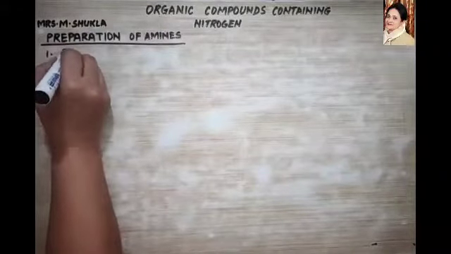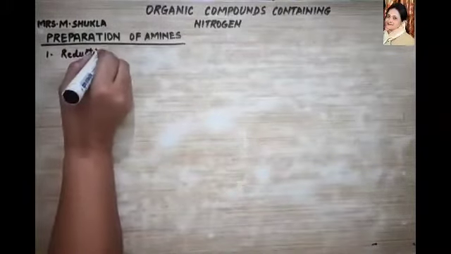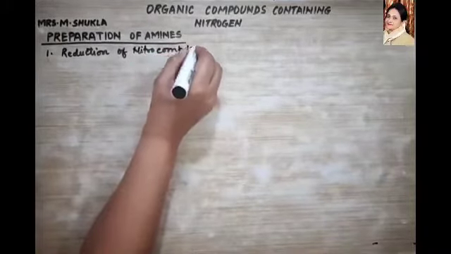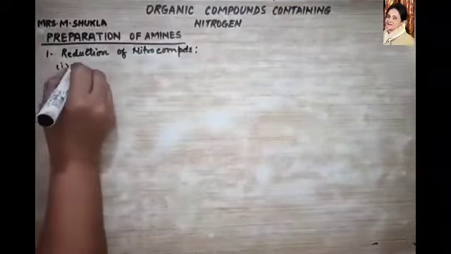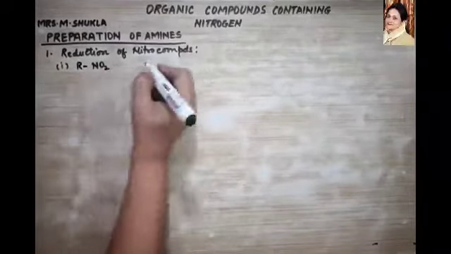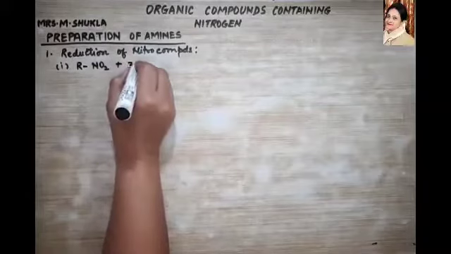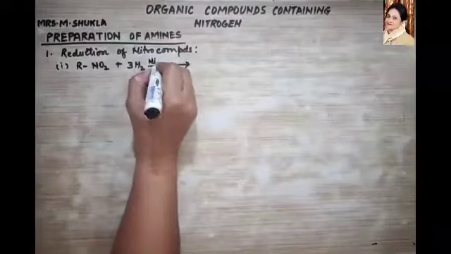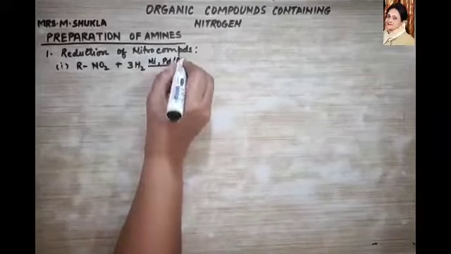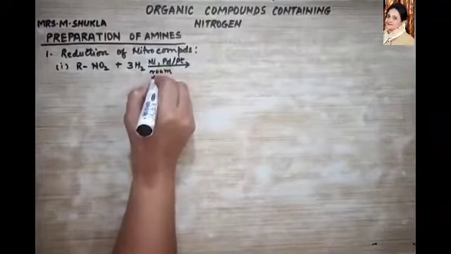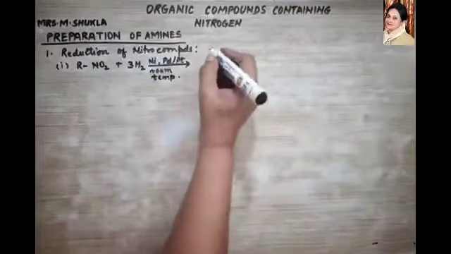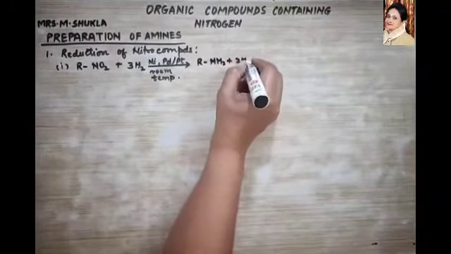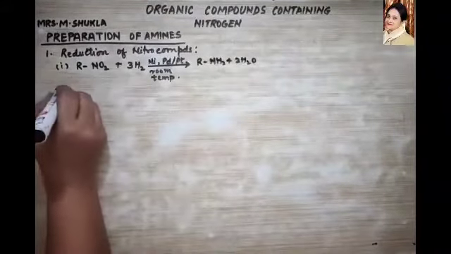The first one could be by reduction of nitro compounds. Let's look at some of the reactions. For example, RNO2. This is your nitro compound. When treated with 3 molecules of hydrogen in the presence of nickel or palladium or platinum, and heated at room temperature, it forms a primary amine, that is RNH2 plus 2H2O.